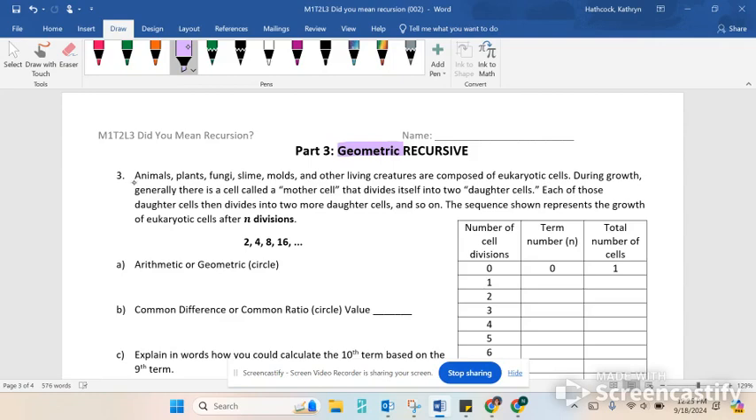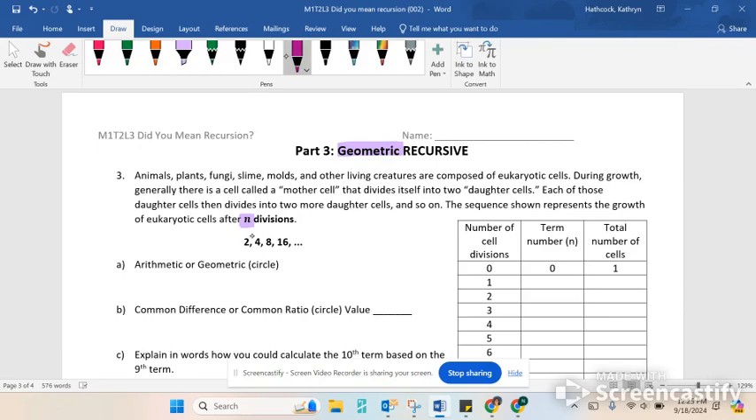This question is a fantastic science question. We're talking about animals, plants, fungi, slime molds, and other living creatures are composed of whatever this word is. I guess I could go and ask somebody, but I don't feel like doing that right now. Eukaryotic cells. During growth, generally there is a cell called the mother cell, and it divides into two daughter cells. Each of those daughter cells divides into two more daughter cells, and so on. So the sequence shown represents the growth after n divisions. There's that n again because I don't know how many divisions have happened yet.